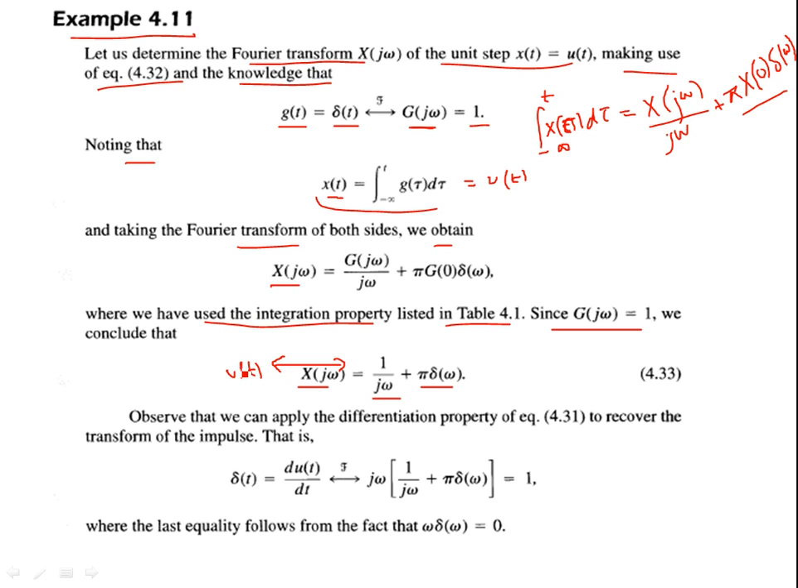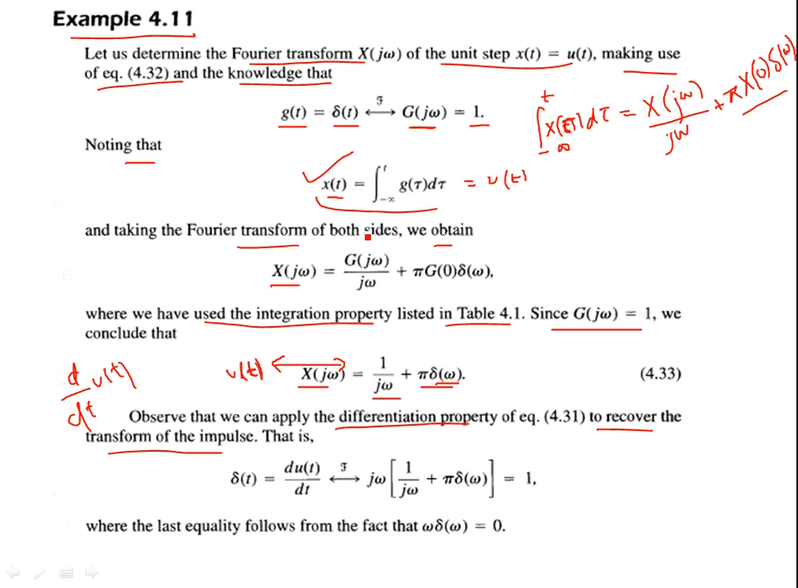So you notice that u(t), which doesn't obey the Dirichlet conditions, being neither absolutely integrable nor of finite energy, has a Fourier transform that does exist, and it exists in terms of delta functions. If we apply the differentiation property to reverse the integration effects and recover the transform of the impulse, you know that d/dt of u(t) is your delta function.